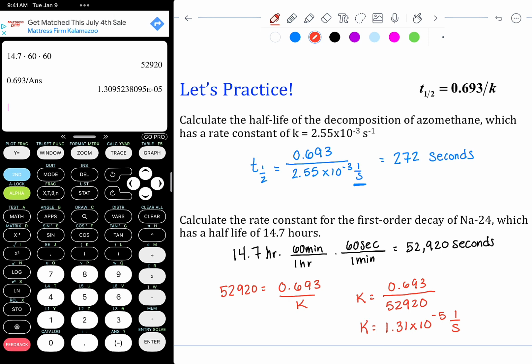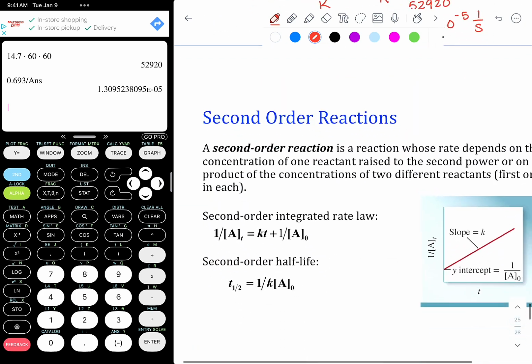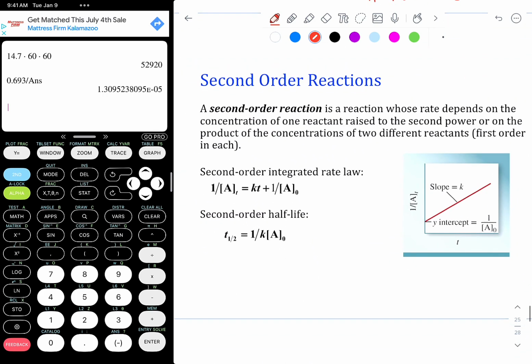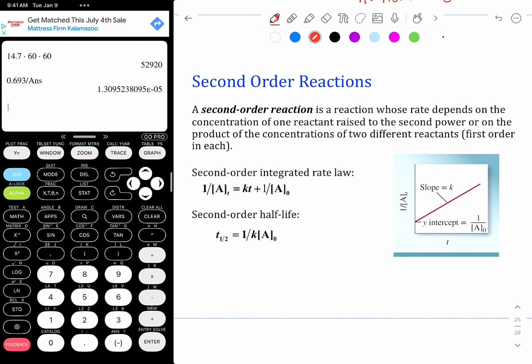But we can apply the same concept now to a second order reaction in order to find the second order integrated rate law. Now I'm not going to show any of the derivations because for second order it's very similar to what we do in first order, and your textbook does a really great job of showing that if you're really interested. But again, these integrated rate laws and half-lives really just come down to equations that we need to know and utilize to find our values.